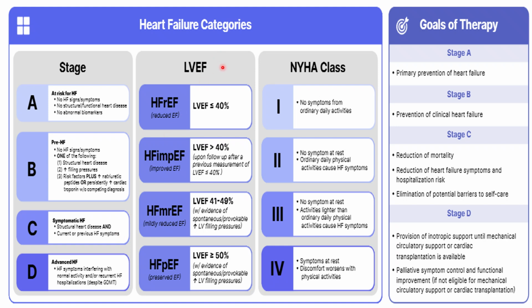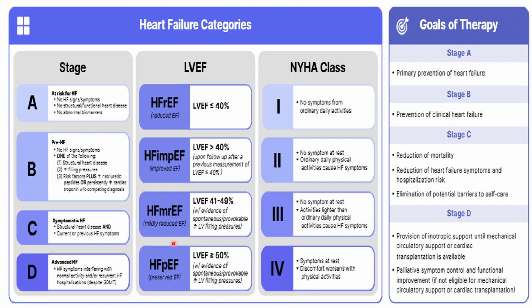Then categorization according to ejection fractions. So heart failure with reduced ejection fraction, that is whereby there is left ventricular ejection fraction of less than or equal to 40%. Then we've got heart failure with improved ejection fraction, which is left ventricular ejection fraction of above 40%. So what this means is this was somebody that had an ejection fraction of below 40%, and then after therapy and treatment it went to above 40. So in this case, that will be improved ejection fraction, okay?